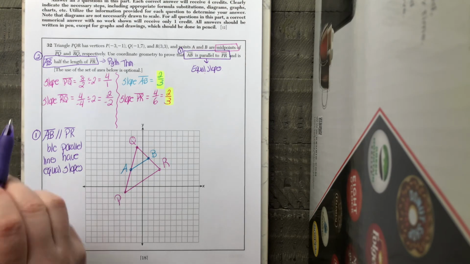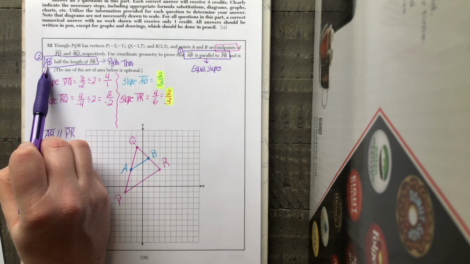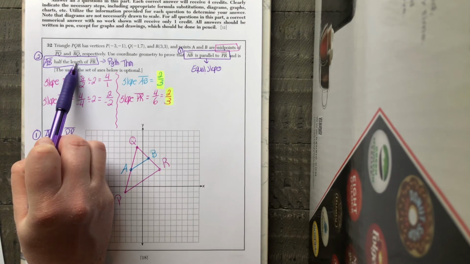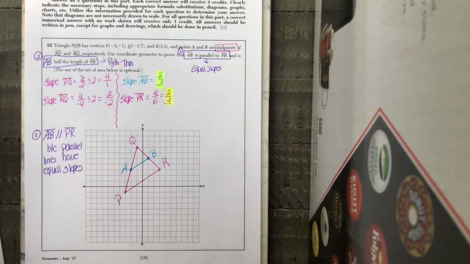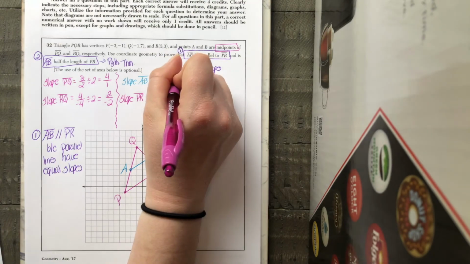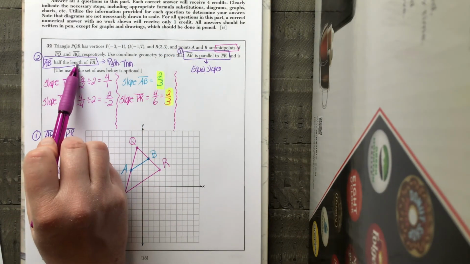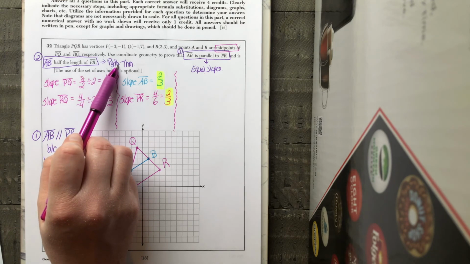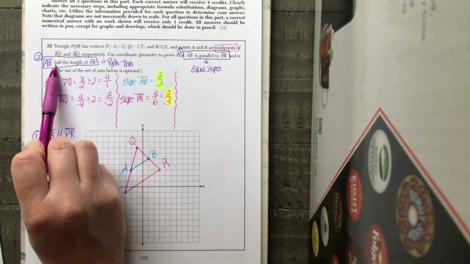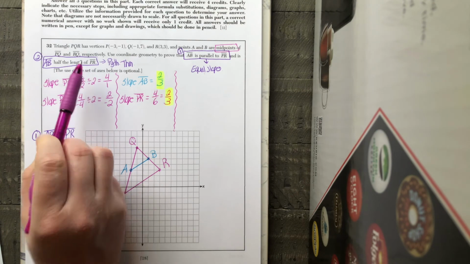Number 2 says we want to show that line segment AB is also half the length of line segment PR. So I'm going to draw another little squiggle here because this is going to be another set of work. If I want to show the length, I have to use Pythagorean theorem to do that. So I want to find the length of AB and the length of PR. So let's jump in and do that.